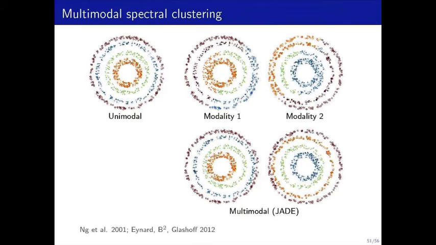This is a result of joint diagonalization. So we take these two Laplacians and we jointly diagonalize them. The approximate joint eigenfunctions are used as a space where we do the k-means clustering. And this is what we get. So in this example, there is only one outlier, and that's probably very hard to see here. I don't see it either. Here's a more interesting example.